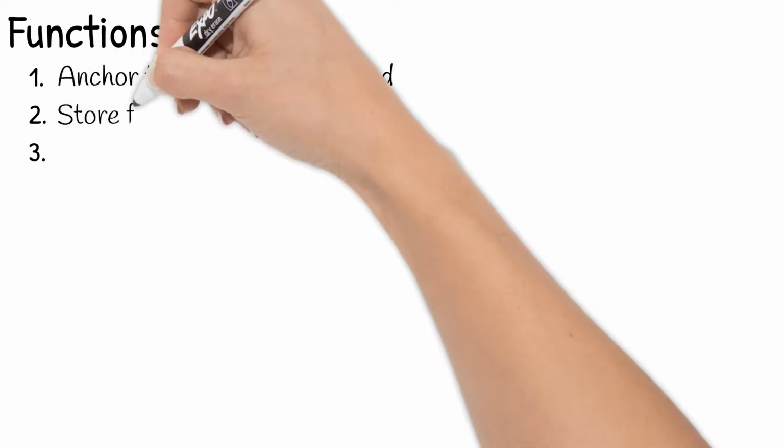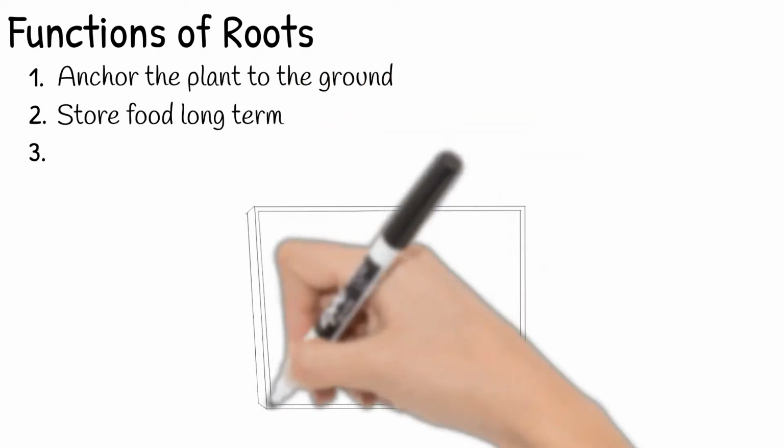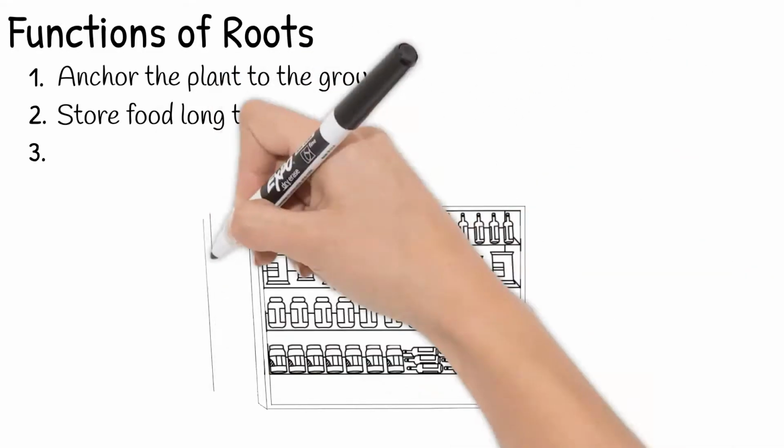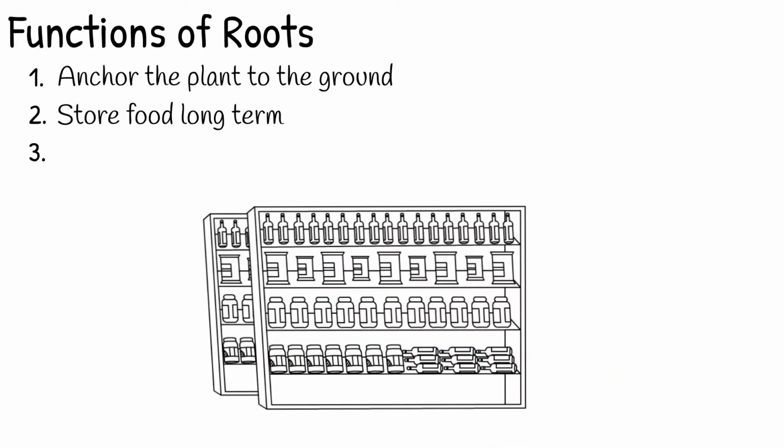Roots also store food long term. Plants do this in case of times of harsh conditions. The roots act like their emergency food storage. This would be important during winter, or long stretches of bad weather, and so on.